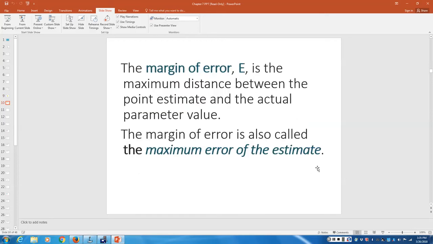So the margin of error, the symbol for it is E, and it's the maximum distance between the point estimate and the actual value of the population parameter that we're looking for. The margin of error is also sometimes called the maximum error of the estimate, but most of the time we will use the language margin of error because it's just easier.